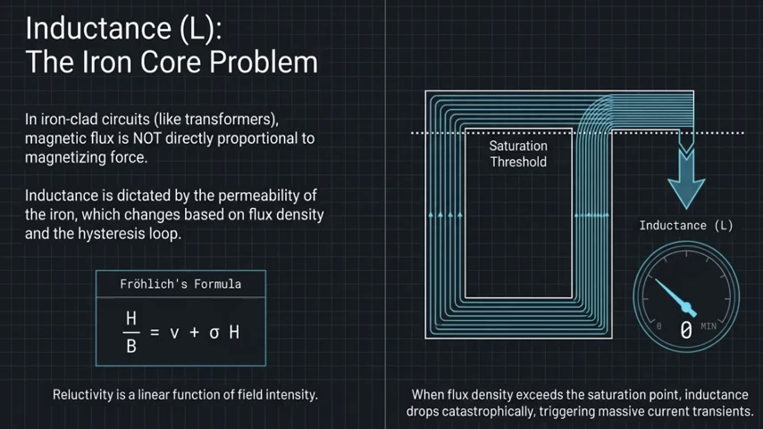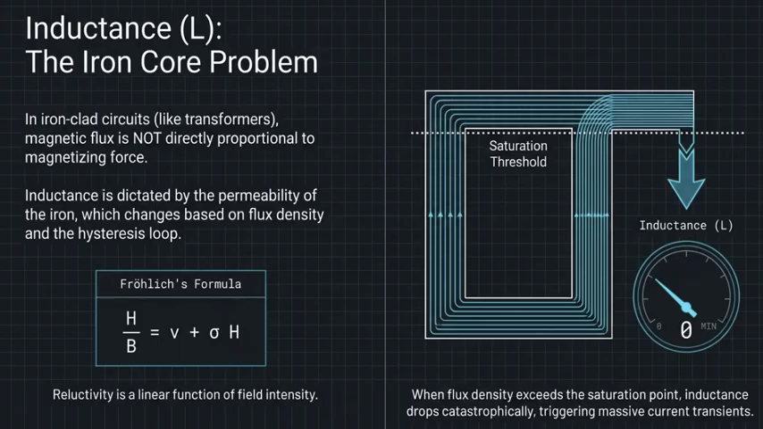Right. But in iron, that rule completely falls apart. Really? How so? Iron introduces a property called permeability, which is basically a measure of how willing the metal is to let magnetic lines flow through it. The resistance to that magnetic flow is called reluctivity. Okay. But in iron, that willingness actually changes depending on whether the magnetic force is currently increasing or decreasing. So it lags. Yes, this lag creates a phenomenon engineers call a hysteresis loop.